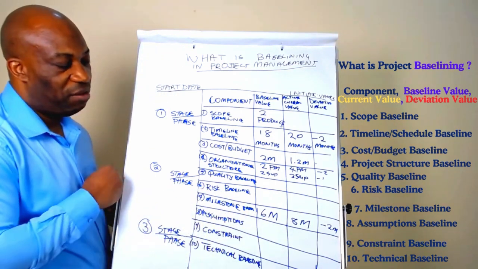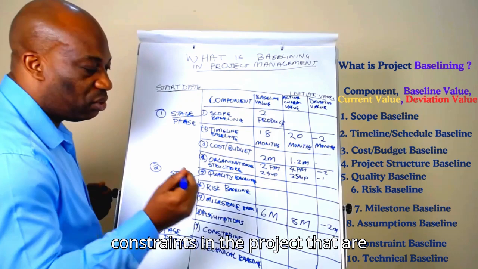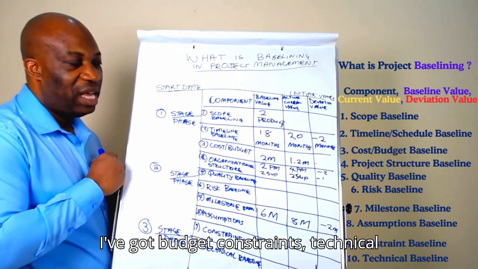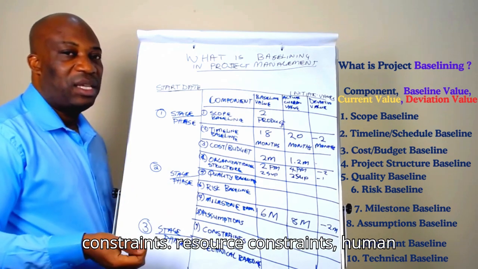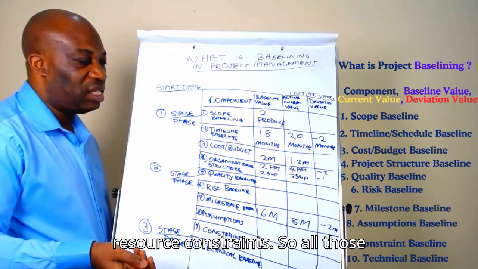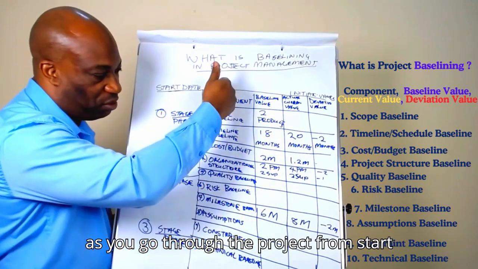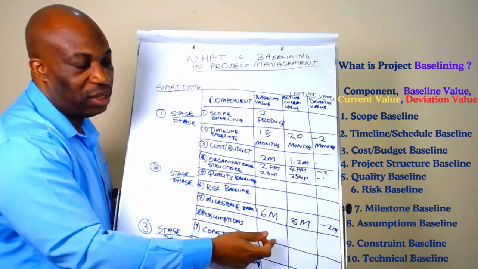Then you can also have constraints. Okay, you can also have constraints in the project that you are baselining. For example, you might say, I've got budget constraints, technical constraints, resource constraints, human resource constraints. So all those constraints, you put them there. And then as you go through the project from start up to the end, you start making the comparison.